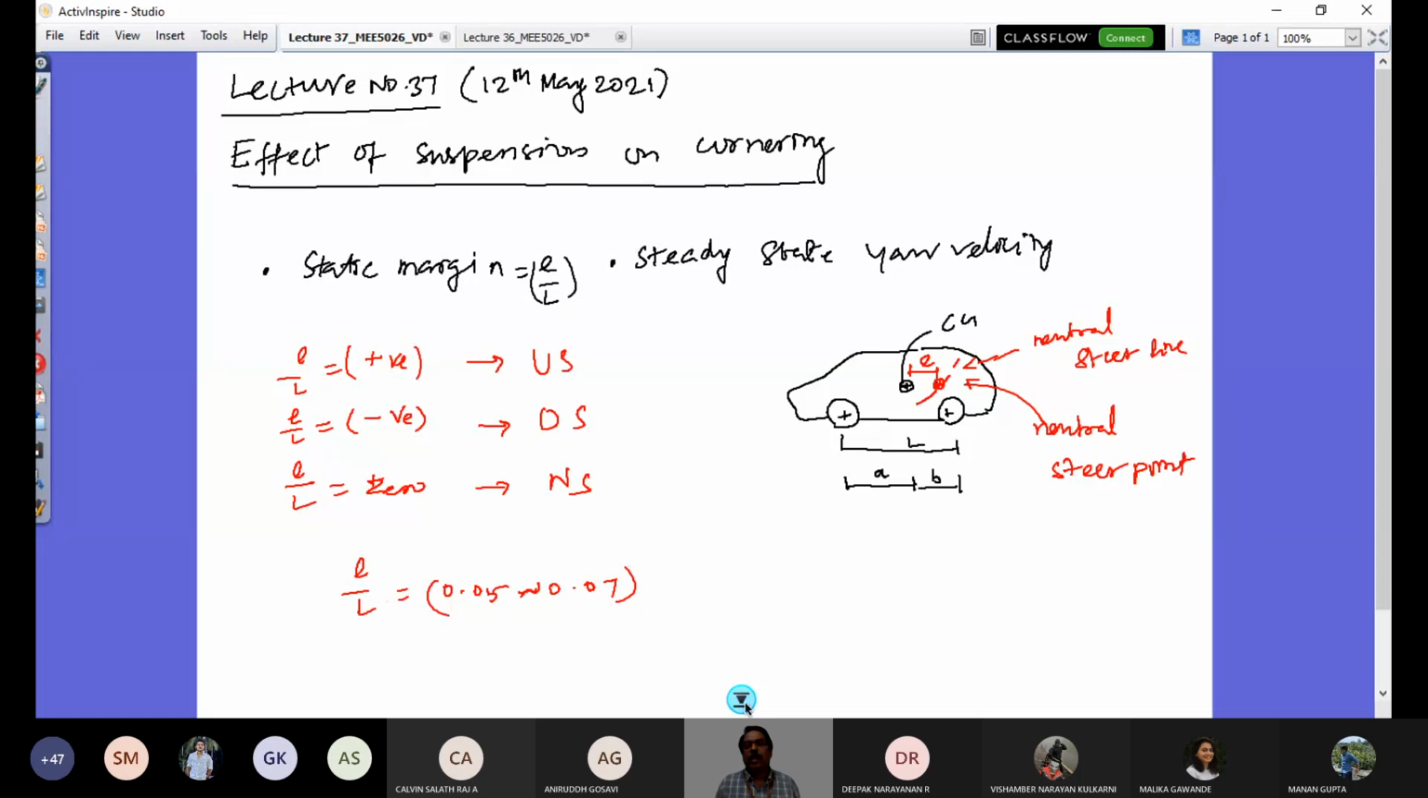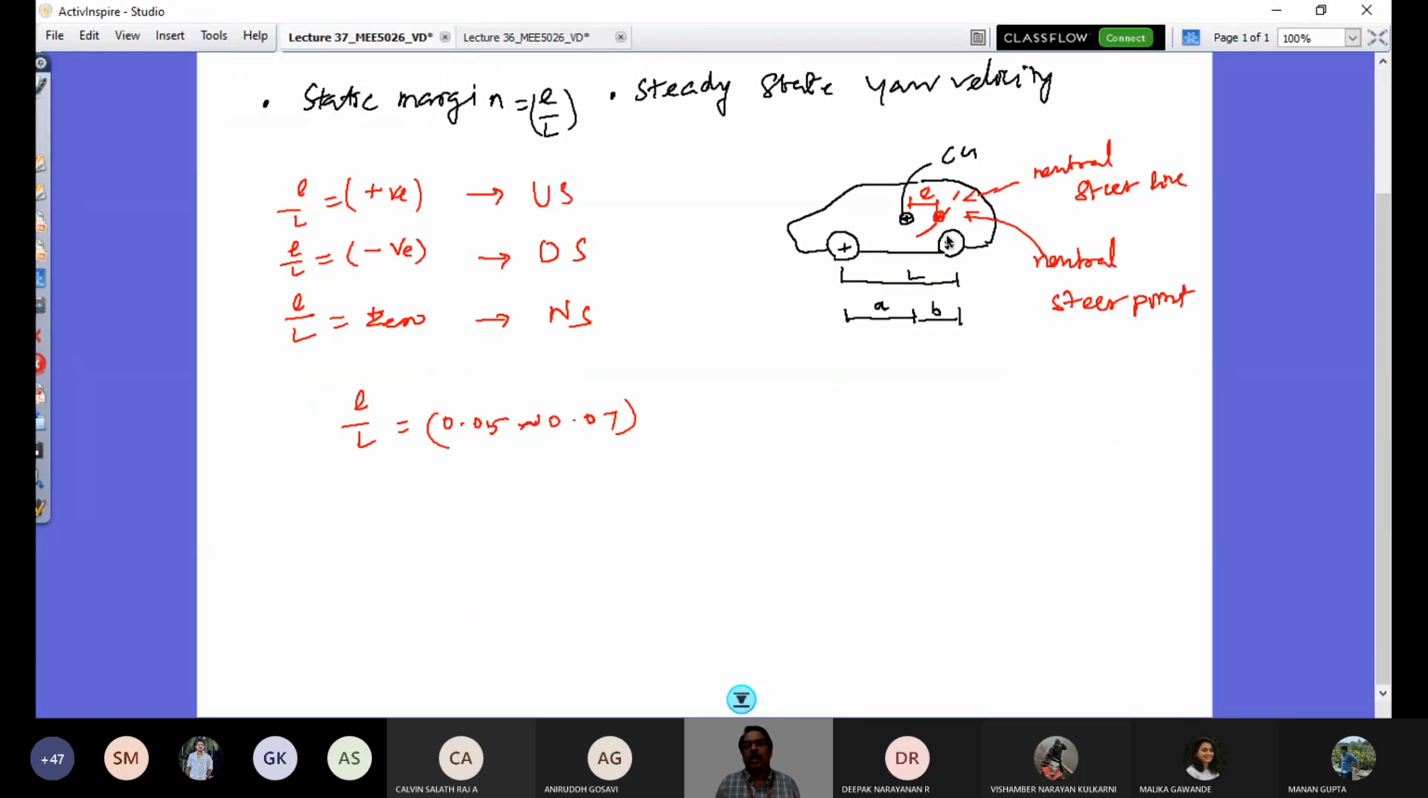So why is it considered? Because with this neutral steer point there is no roll and no yaw motion of the vehicle. It is a point where the side force is not producing any yaw motion. That is how you define it. A similar analogous definition is important in our suspension, called the roll center. We will see that in a while.